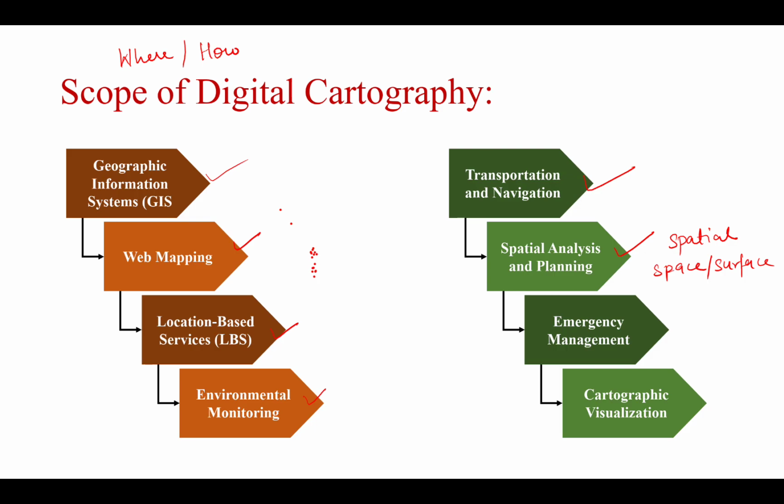Then we have emergency management. During disasters, digital cartography helps in coordinating response efforts by providing real-time maps of the affected areas. There have been so many times when we have natural disasters where in real time we can know if a road is blocked, or we are trying to go somewhere and that place is unreachable, or maybe there's some accident that has taken place there, or anything. So this is all done using digital cartography.